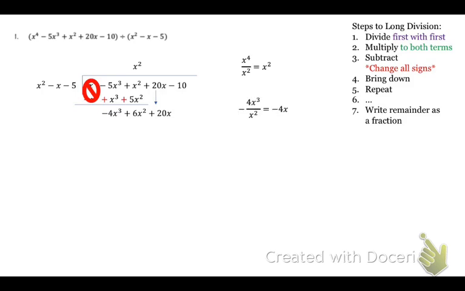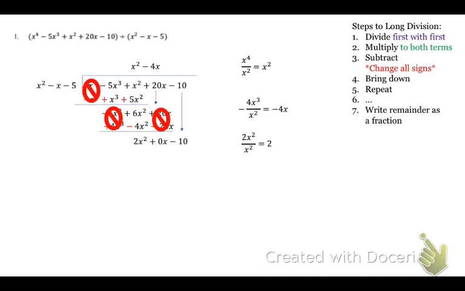And then we divide again, first with first. So negative 4x cubed divided by x squared is negative 4x. Multiply, so negative 4x times x squared is negative 4x cubed. Negative 4x times negative x is 4x squared. Negative 4x times negative 5 is 20x. Subtract, change those signs. So those cancel, both of those do, and you're left with 2x squared plus 0x. I'm just going to put that in there. Then bring down the 10. And I only put the 0x there because we have a gap, so I'm just going to put a 0 as a place filler.